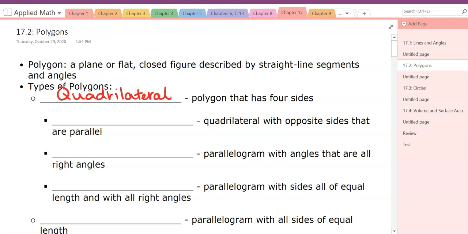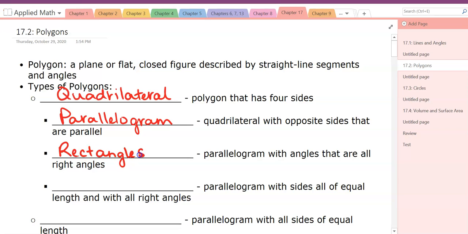Now there's a lot of types of quadrilaterals, and so we're going to talk about what they are and what makes them different from each other, because there's slight differences between all the shapes, and that's what makes them what they are. So the first one is a quadrilateral with opposite sides that are parallel. So that would be a parallelogram. A parallelogram basically looks like a rectangle, but it's slanted. So you've got sides that are parallel to each other, but they don't have to be straight. Now if you have parallel sides, but you also have right angles involved, that's how we get rectangles.